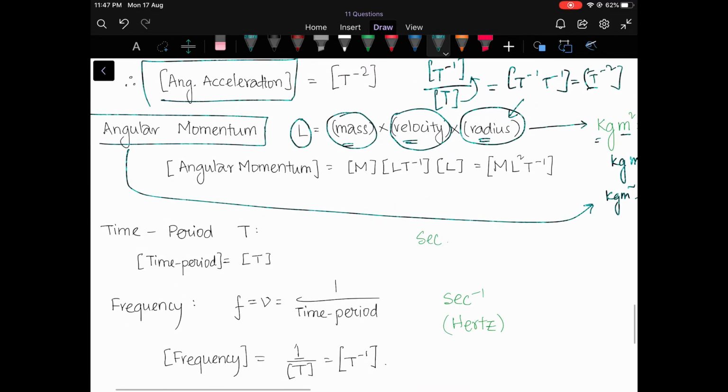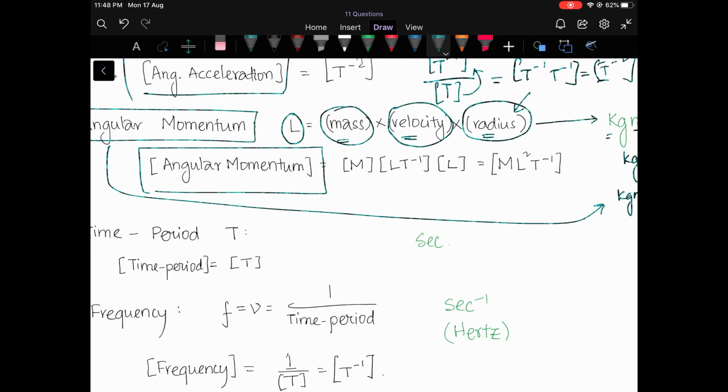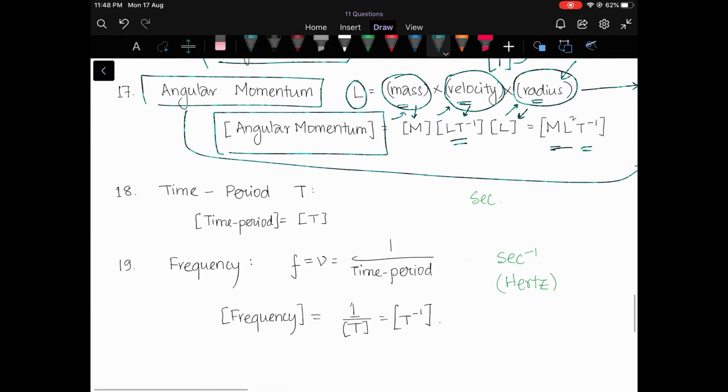Next, the dimension of angular momentum should be given by the dimension of mass, the dimension of velocity and the dimension of radius. Mass you know is M, velocity is L T minus 1, meters per second, and radius is simply your distance, so L. So M L square T minus 1 is the dimension of angular momentum. Finally, we have two more to discuss right now.